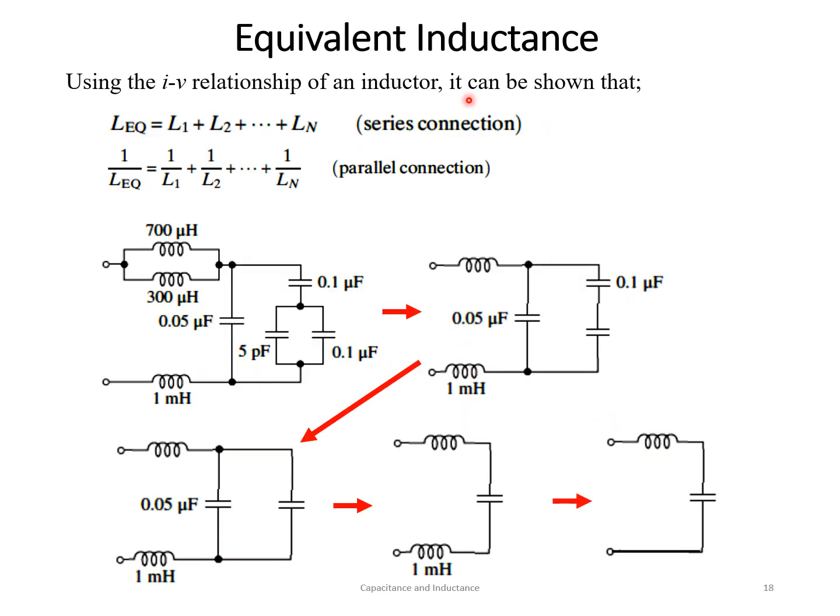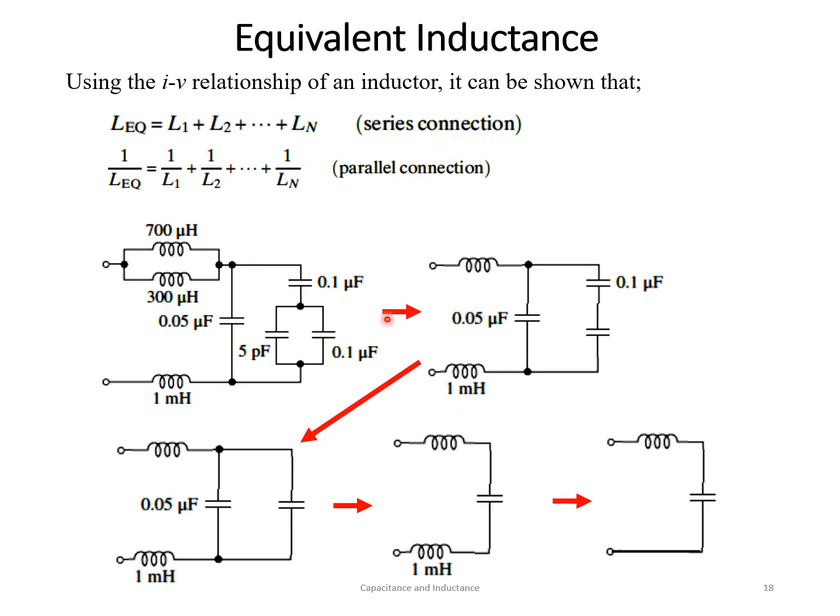Equivalent inductances: if inductances are connected in series, they are added like resistors. If the inductances are connected in parallel, the parallel inductance will be calculated like parallel resistors. This is due to the voltage and current relationship of inductance.